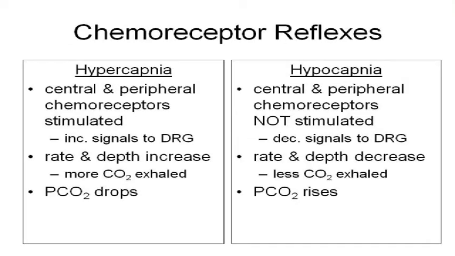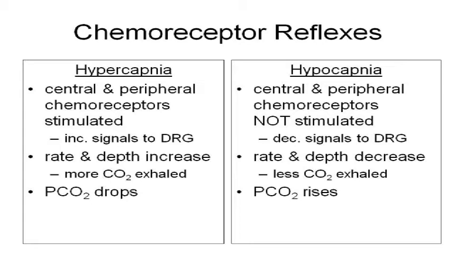All right, hypercapnia is too much CO2. So as the CO2 level begins to increase for whatever reason, you're holding your breath or whatever, the central and peripheral chemoreceptors are stimulated. That sends signals into the DRG. And what's the DRG do? Makes you inhale. Exactly. Bringing more air in, and you are bringing more oxygen in, but the key here is you're able to exhale more CO2, and the CO2 level drops.